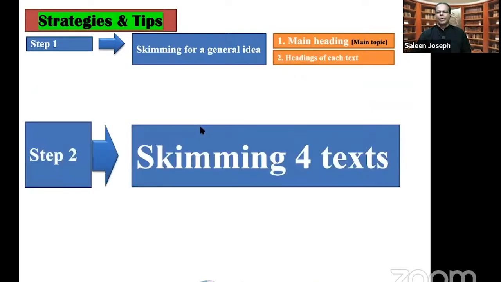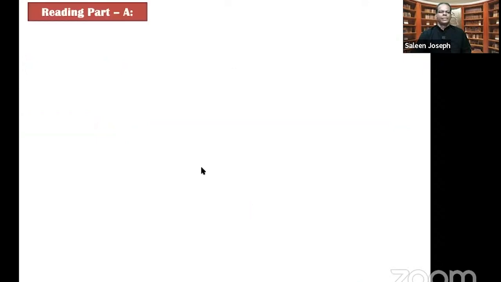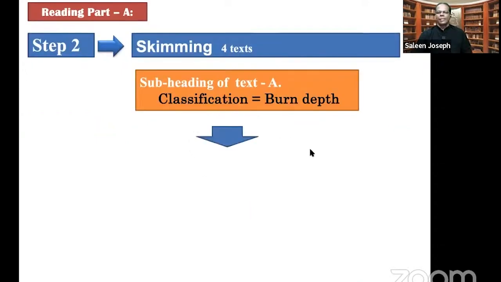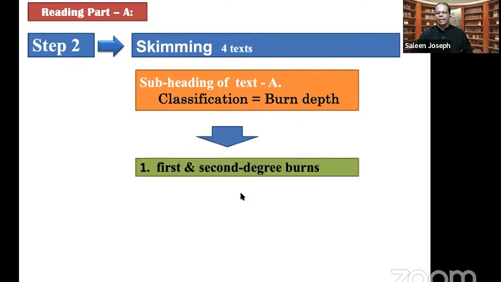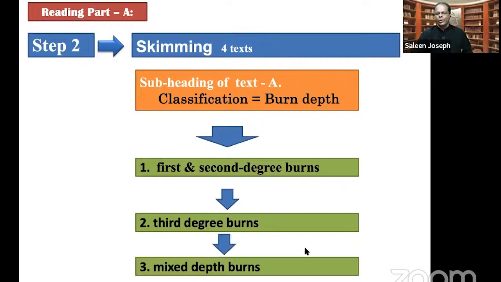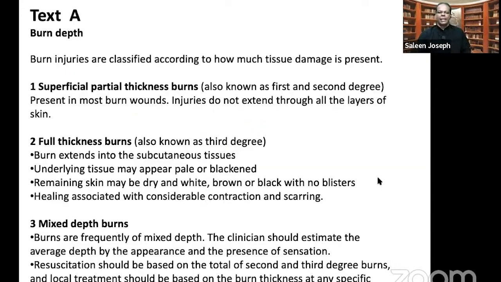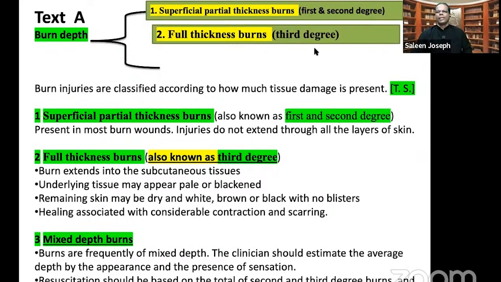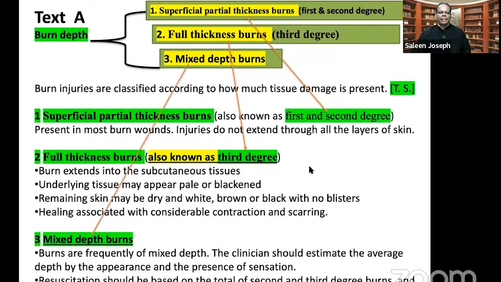Step 2, skimming. 4 texts we have done. 4 texts we have skimmed, right? Subheadings of text A: classification, burn depth, first and second degree burns, then third degree burns, mixed depth burns. This is what we did, skimming the 4 texts. I'm just summarizing it. Text A, classification. Burn depth: superficial and partial thickness burns, meaning first and second degree. Full thickness burns, third degree. Mixed depth burns. This is all the skimming focus. So you see these 3 things.